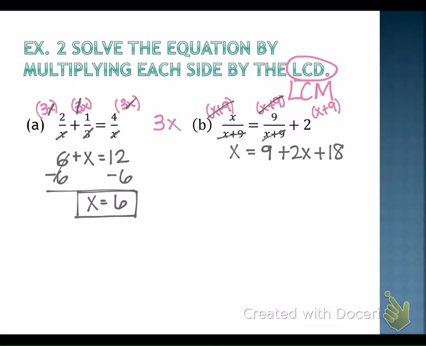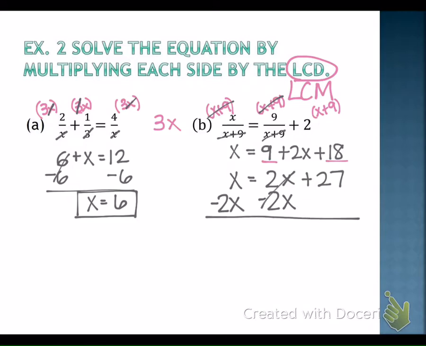Caleb, what's my next step if I'm trying to solve for x? Not yet. Remember, don't call. The C in call stands for combining like terms. Do we have like terms we can combine? Good. We're going to combine the 9 and the 18 first. So x equals 2x plus 27. Now, what would you do, Caleb? Okay, how do you move it to the other side? Subtract 2x from both sides.